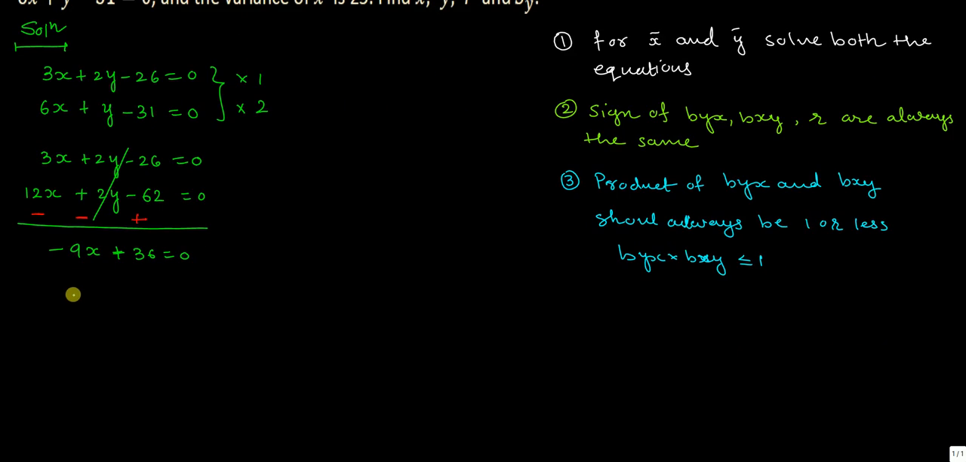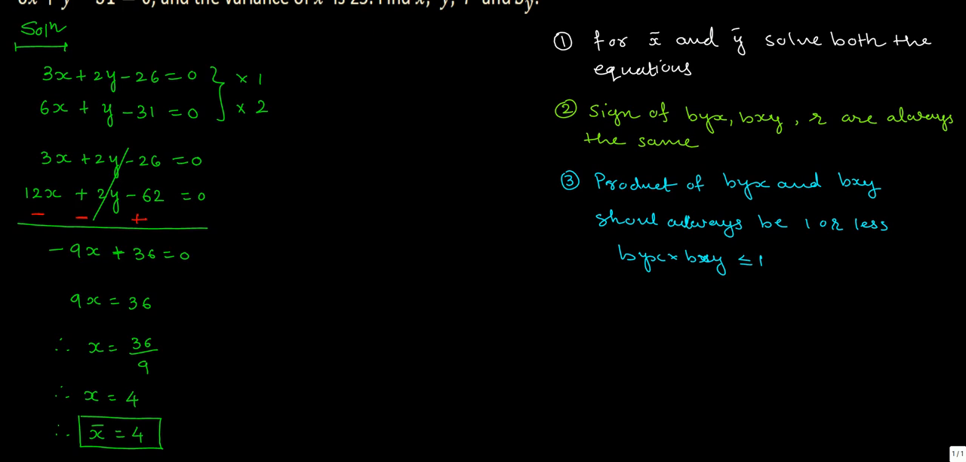So 9x is equal to 36. Therefore x is equal to 36 divided by 9, which is 4. The value of x is called x bar. X bar is equal to 4. Okay, we get our first answer, x bar equals 4.